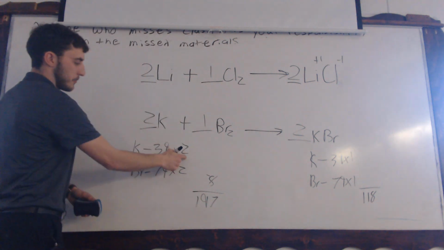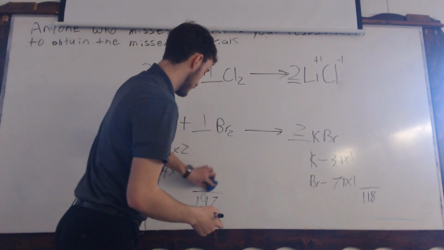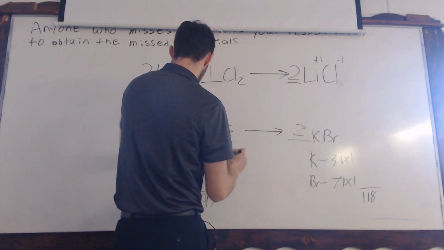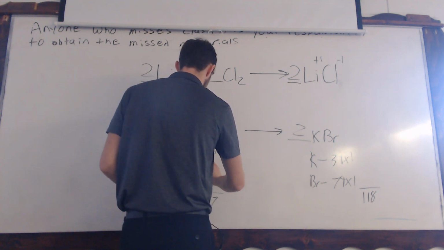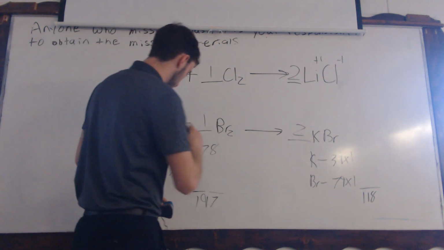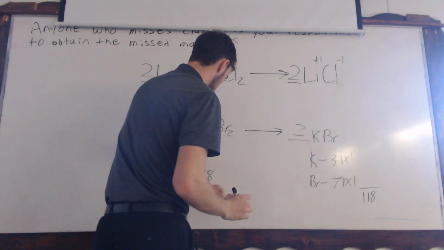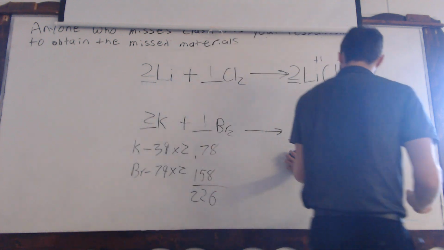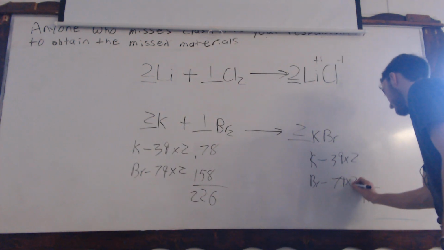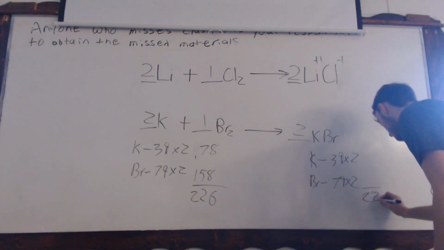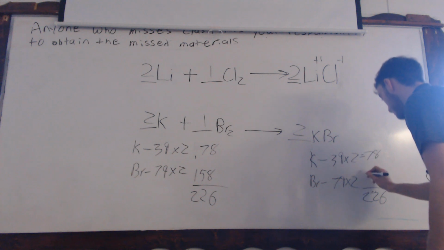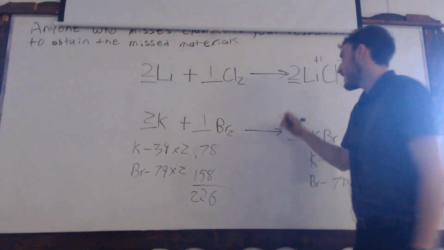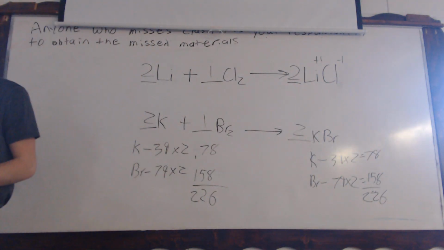Right, I got the two from here for potassium, two from here for bromine. 39 times 2 is 78. 78 plus bromine times 2. I think we already did it. 158. 6, 12. Okay, and then I'll give you a hint. We're going to get the same number. So that is why we have to add the twos over here, because the masses have to equal on both sides.